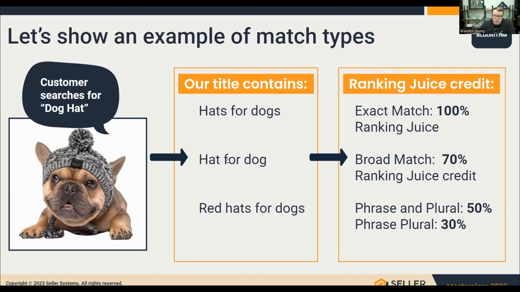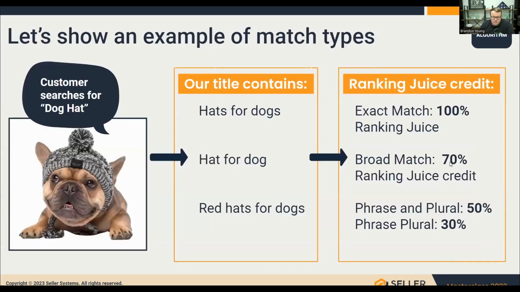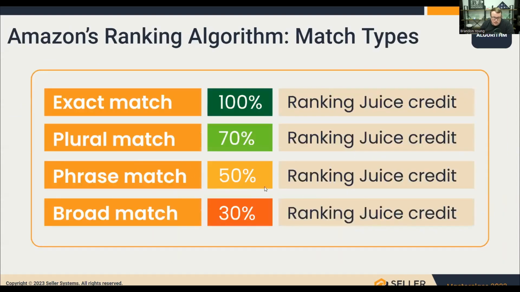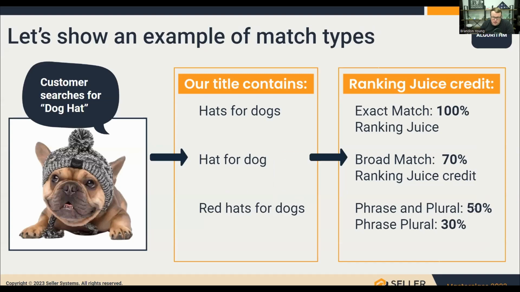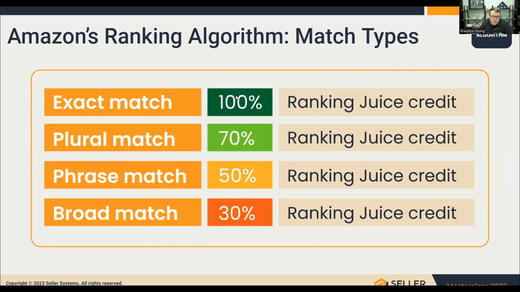So the hat for dog, again, would be the broad match. It's not broad plural, it's just broad match. And it's not 70%, I'm sorry about that. The broad match is only 30%. So this should be 30%. Yeah, and phrase match is 50%. So phrase is 50%, plural's 30%. So I apologize for that confusion. Just use this chart here and get an idea of what phrase and broad is. So I'll clarify it one more time.